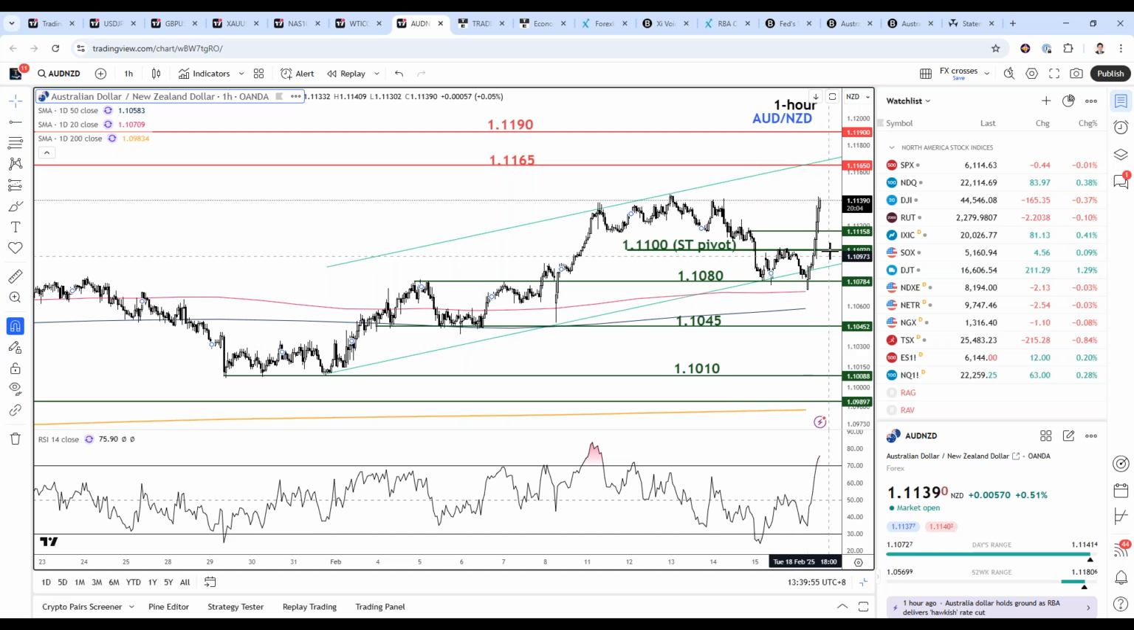Only a breakdown with an hourly close below 111.0 will invalidate today's intraday bullish bias on the Aussie Kiwi to see it floating down to retest 110.80. Below 110.80 may see a minor mean reversion pullback or decline scenario unfolding, exposing the next near-term support level at 110.45, followed by 110.10 next, which is the minor swing low of 29th of January and 31st of January.